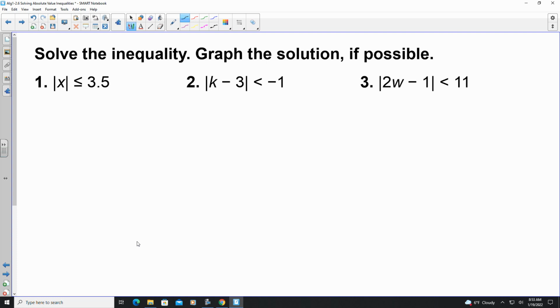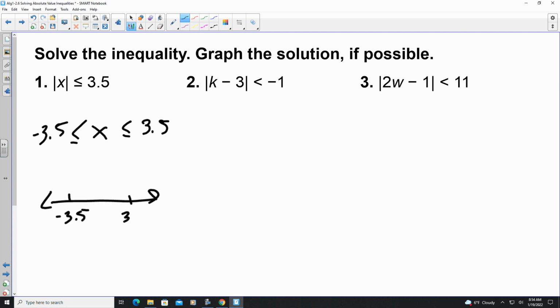So in example 1, we have the absolute value of x is less than or equal to 3.5. Nothing we have to do on the outside, so I leave it as x. And this one is being treated as an and statement. So this is 3.5 over here, and this is negative 3.5 over here. Since there's nothing else left to do, this is actually your answer. So I got negative 3.5. I got positive 3.5. They're both closed circles. And my and statement is written here.